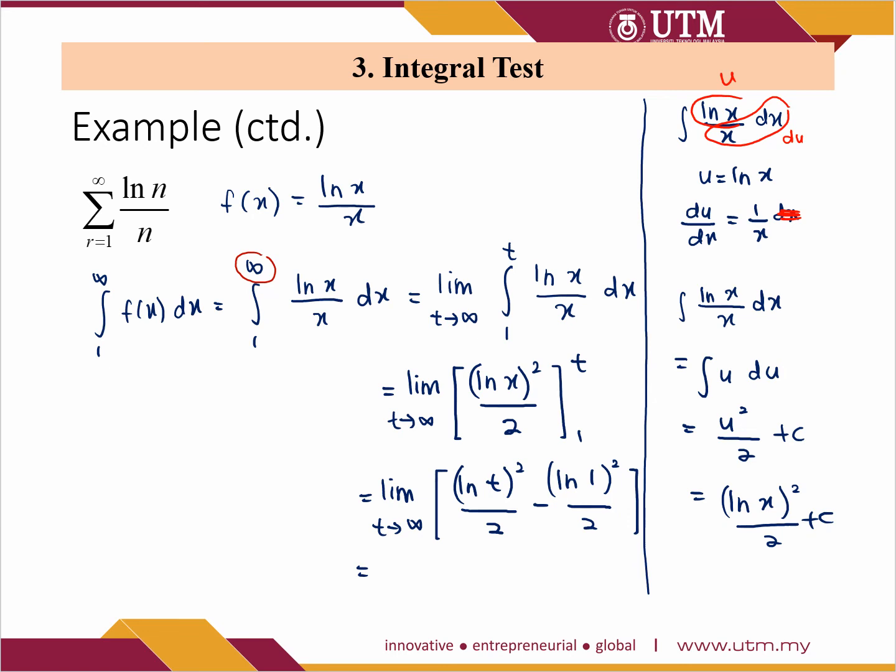So you can see here for ln t, where t is infinity, it would be infinity, minus ln 1, which is equal to 0. So your answer would be equal to infinity. Since the integration of f of x dx here is equal to infinity, this means that the series diverges.